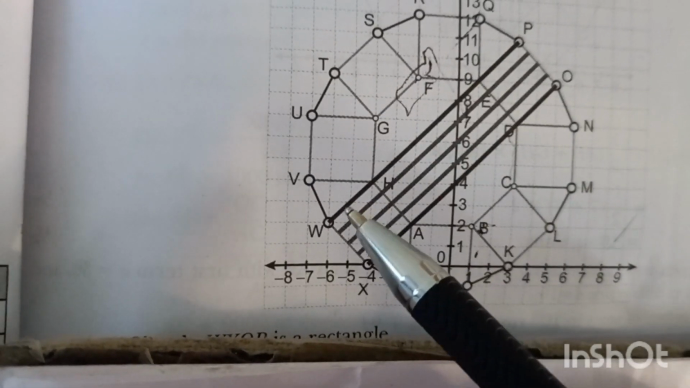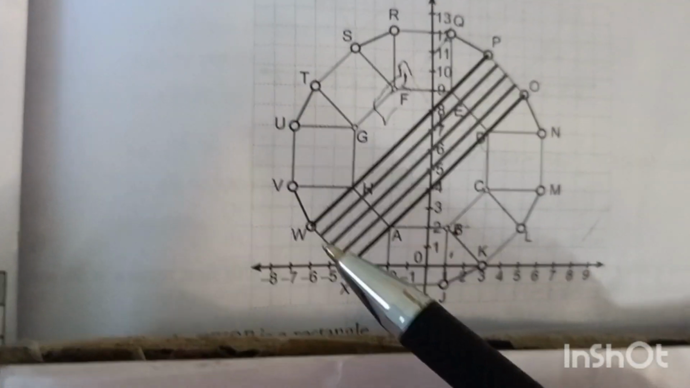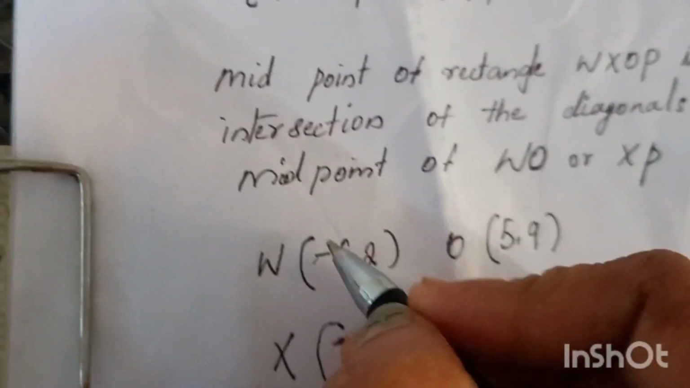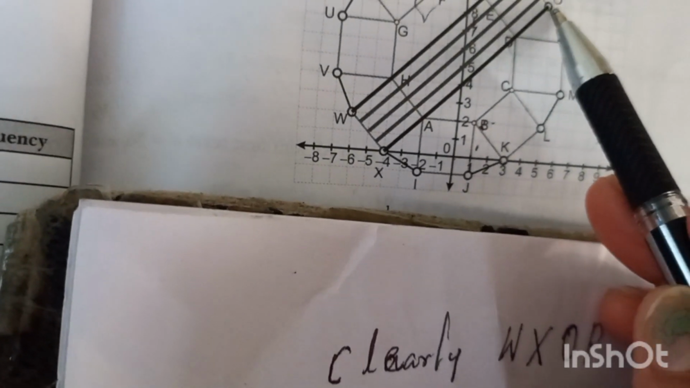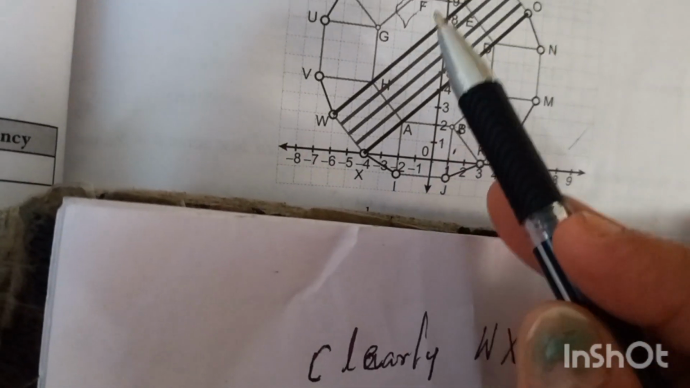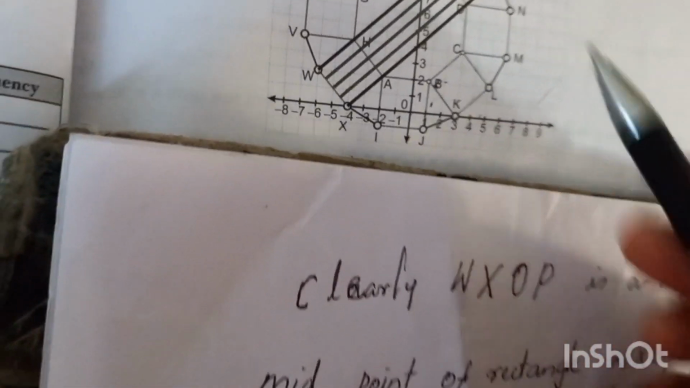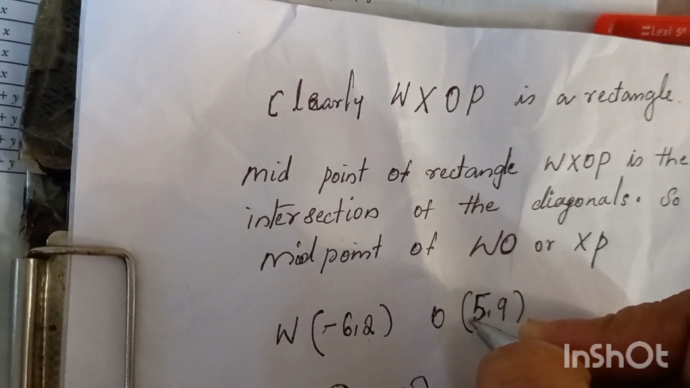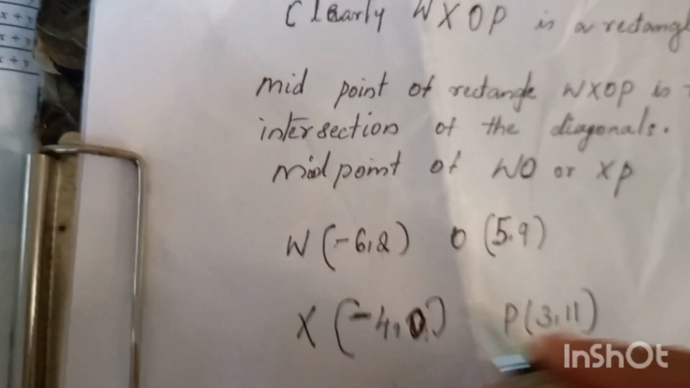Now W, what are the coordinates of W? W is equal to minus 6, 2. Then O, what are the coordinates of O over here? 5, 9. Let's write that one also. Then X, what are the coordinates of X? Minus 4, 0. So let's write that also.